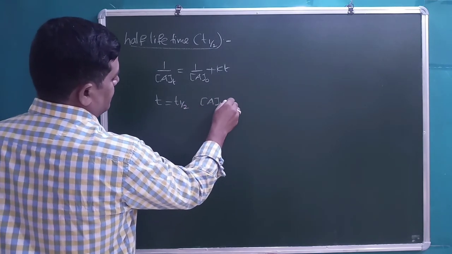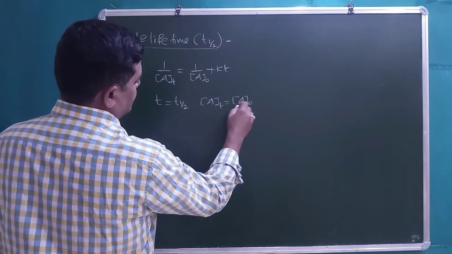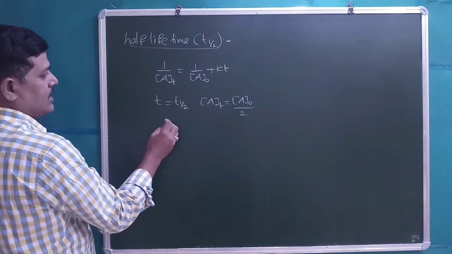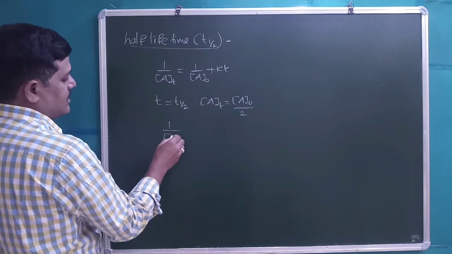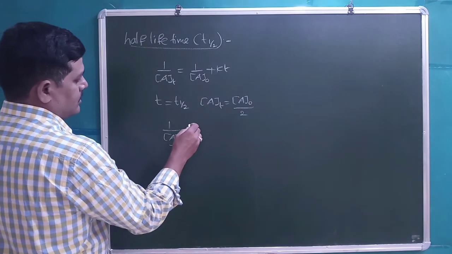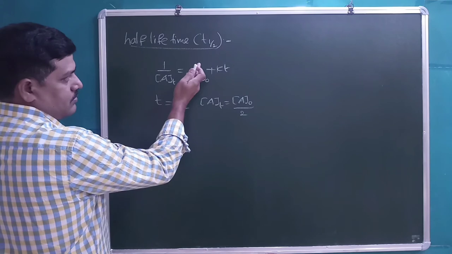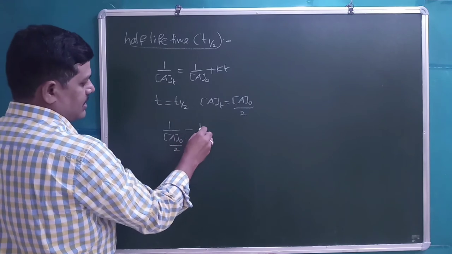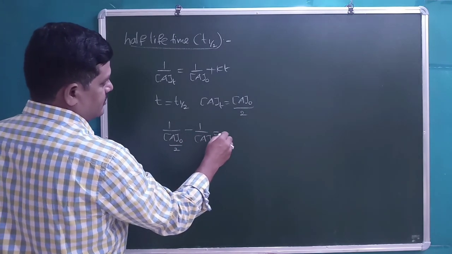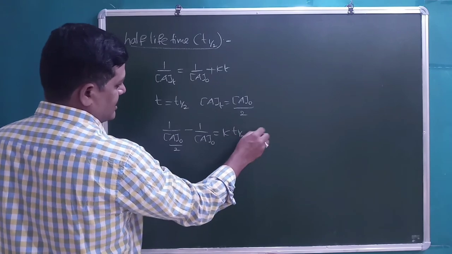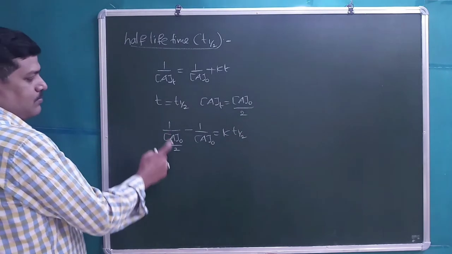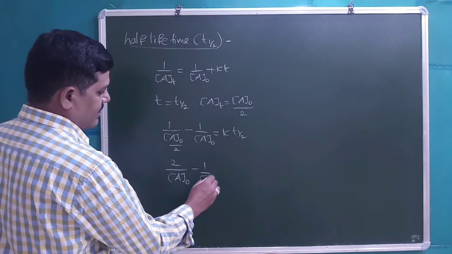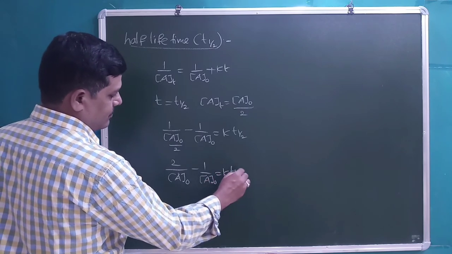Then At becomes A naught by 2, as 50% of the reaction is completed, right? Let us substitute these values in the expression. Then 1 by At, we can write it as 2 by A naught, and transfer this 1 by A naught to the other side of the equation, then it becomes 2 by A naught minus 1 by A naught is equal to k into t half, substituting t as t half.